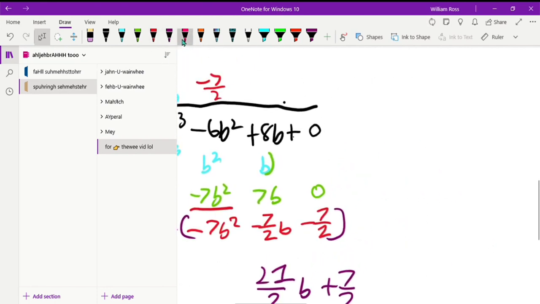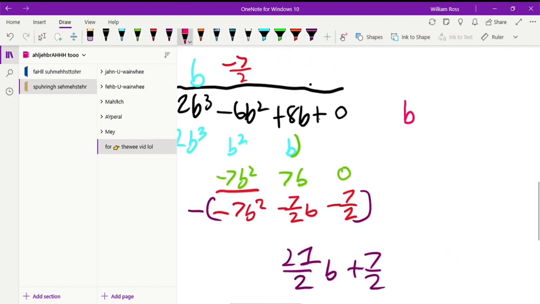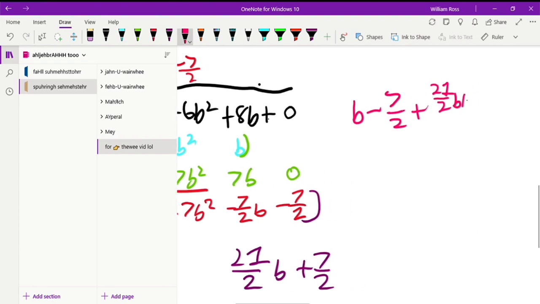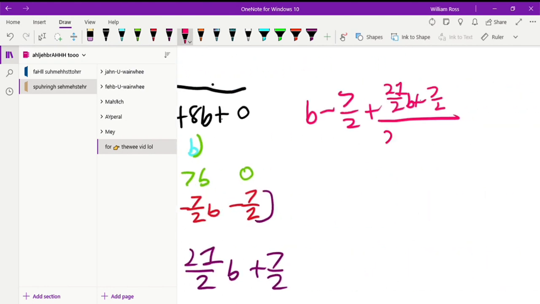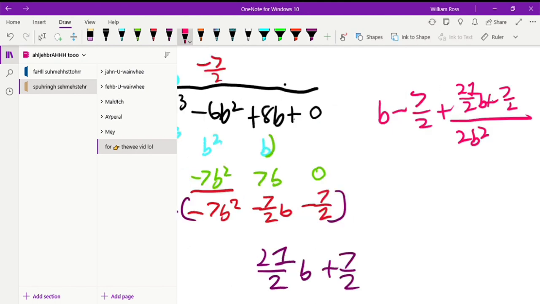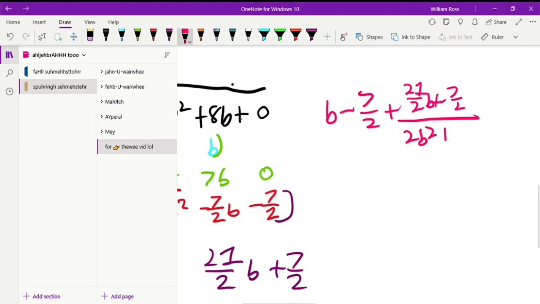So our final answer will be b minus 7 halves plus 21 halves b plus 7 halves over 2b squared plus b plus 1.